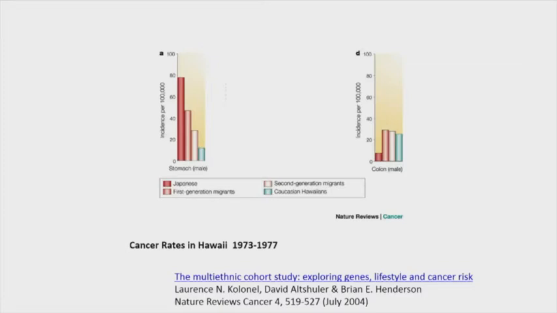Even more astonishing, these data are from the 70s. Rates in Japan are much higher now, which again, they haven't changed their genes, but they changed their lifestyle, and now they have some of the highest rates of colorectal cancer in the world. But people moving from Japan almost immediately within a generation acquired the rates of colorectal cancer of people who'd been in Hawaii for a long period of time.